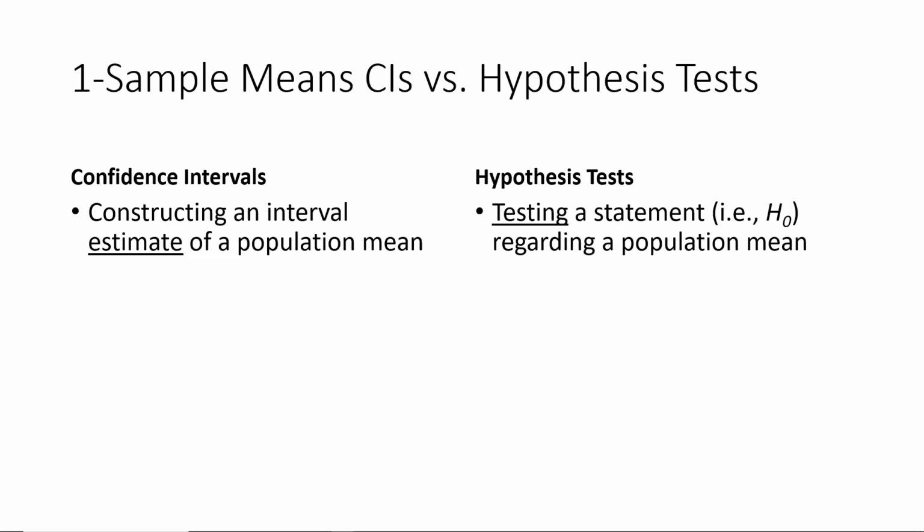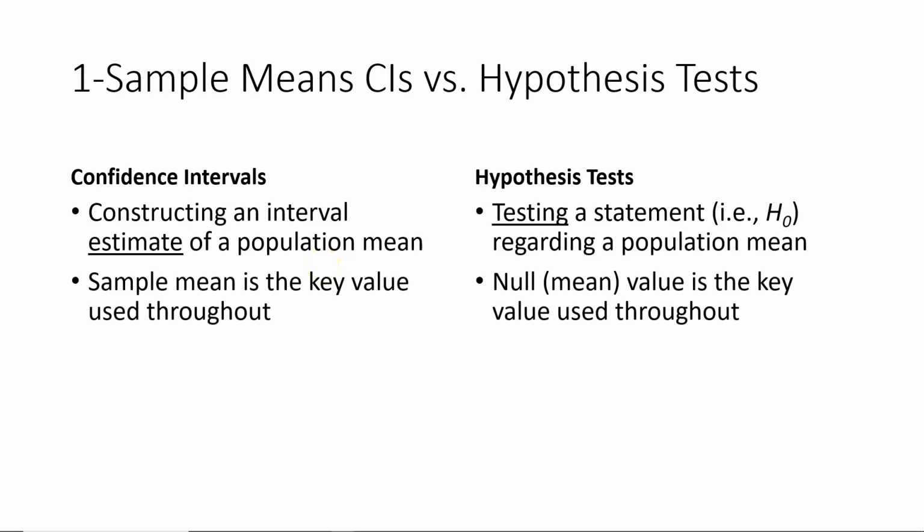So as we start to compare one-sample means confidence intervals and hypothesis tests, we first of all note that for confidence intervals, what we are trying to do is construct an interval estimate of a population mean. In contrast with that, for our hypothesis test, we are always testing or evaluating a statement, namely the null hypothesis, regarding a population mean.